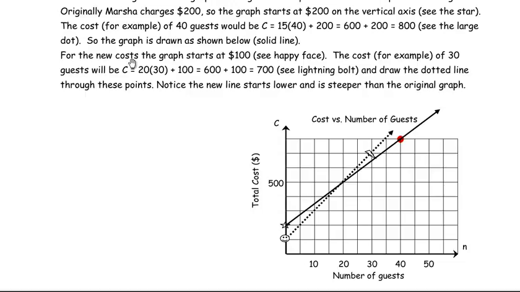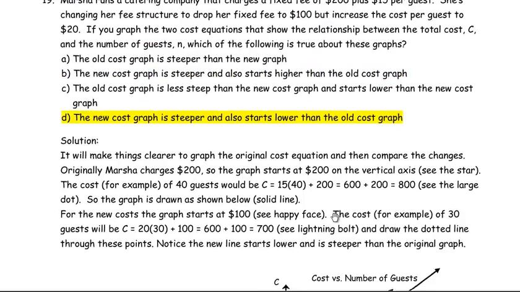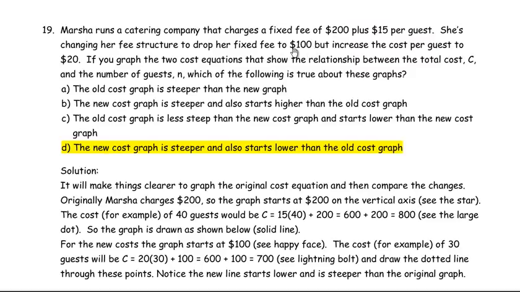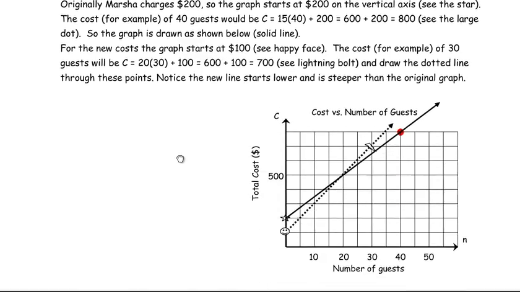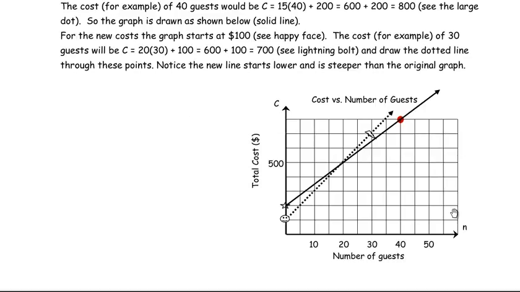For the new cost structure, the graph starts at 100. Remember, she was dropping her fixed fee by $100 to $100. But now she's charging $20 per person. So now I could have done 40 again. That would have been okay. I chose 30, just a different number.